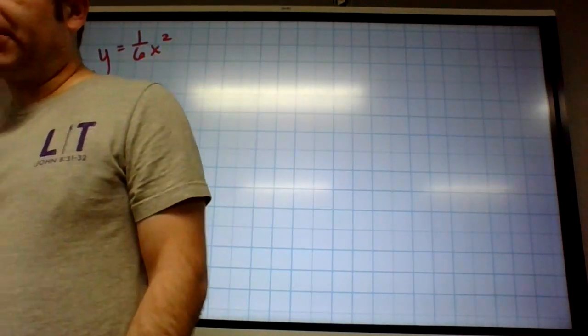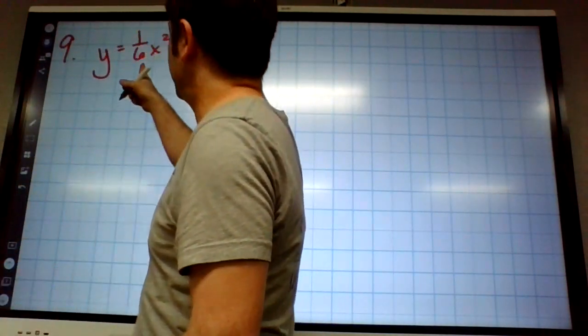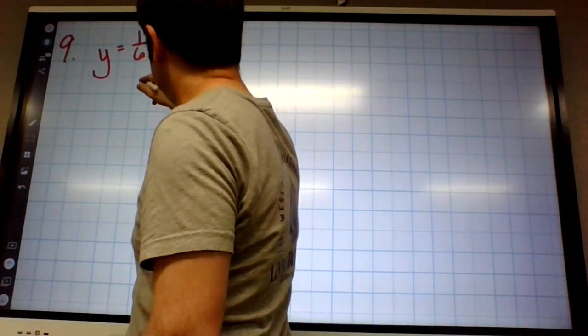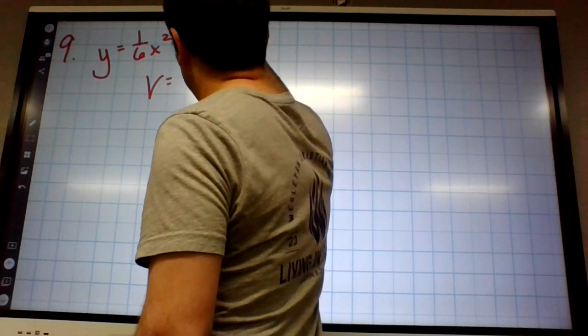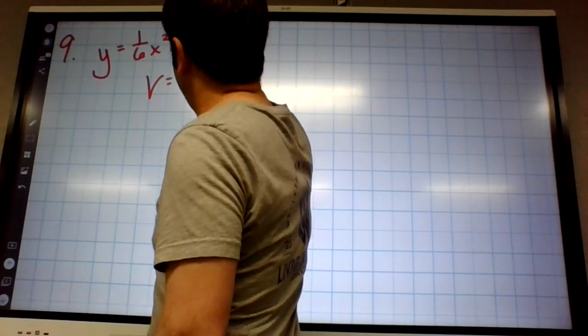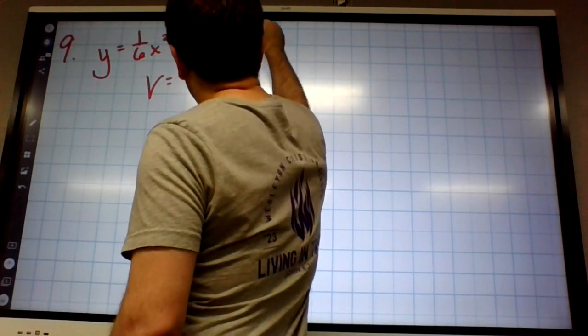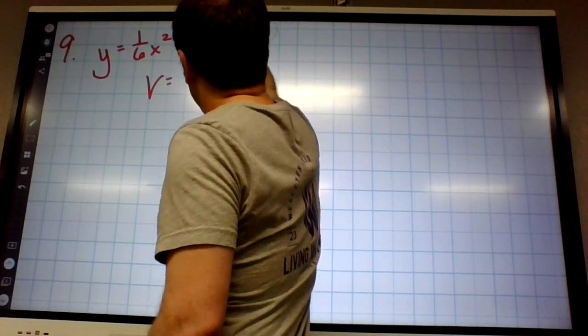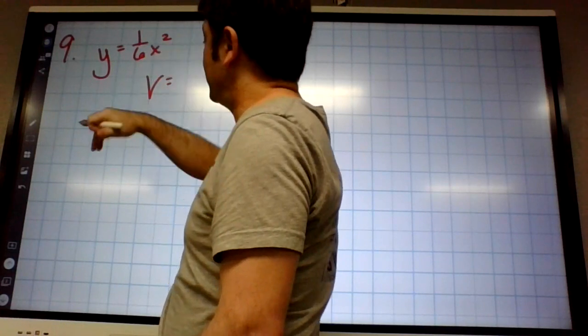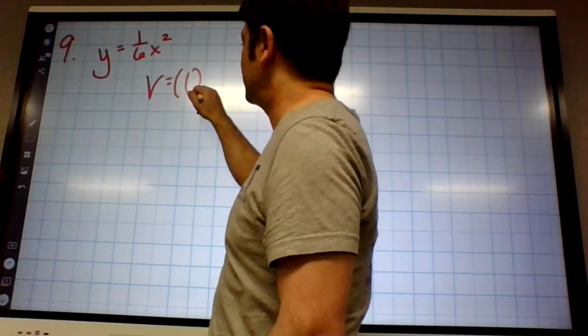Yeah, we probably forgot this part. Where would the vertex for this parabola be? You guys know? Isn't it still 0? Yeah, 0, 0. The only time it moves is if you do a +1, that would move it up 1, or if you put a +1 in parentheses, that would move it left 1. So if there's no adding or subtracting going on, the vertex is still at 0, 0.